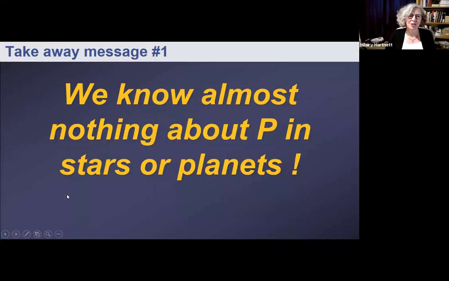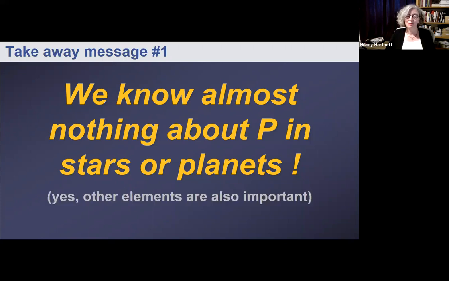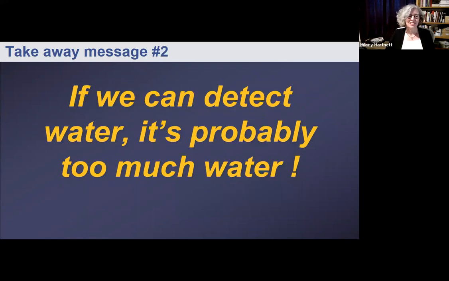So the first take-home message for this talk is that we know almost nothing about phosphorus in stars and in exoplanets. Yes, other elements are important, but a key message is that phosphorus is really poorly known. Second take-home message is that if we can detect water on an exoplanet, it's probably too much water, and that life detection on those planets might be extremely difficult, which is counterintuitive.